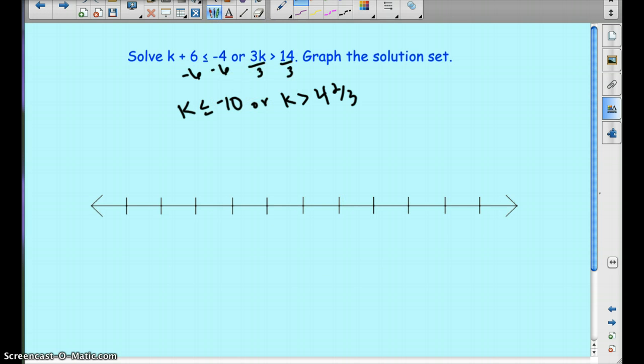So when we graph this, I'm going to go ahead and start at negative 10 down here, and I'm going to go by 2's. And whatever you go by on your tick marks on your number line, make sure it's the same all the way across.